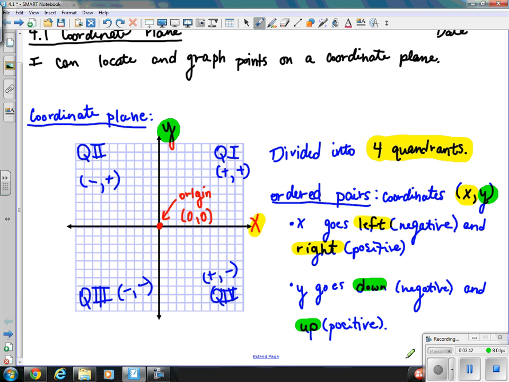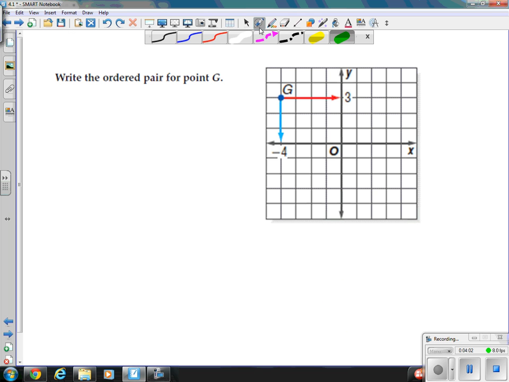So all of these go 2 directions. X can either go left or right depending on if it's negative or positive. Y can go down or up depending, once again, if it's negative or positive. And that's our ordered pairs. So let's look at an example of how to use our ordered pairs.